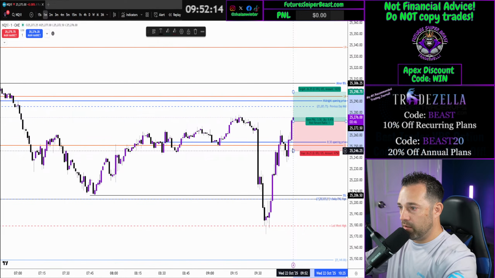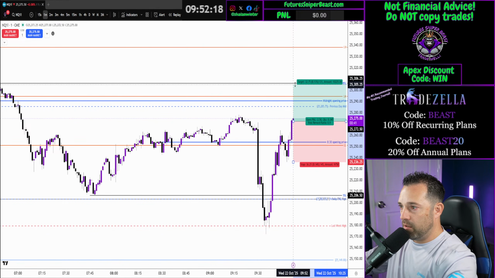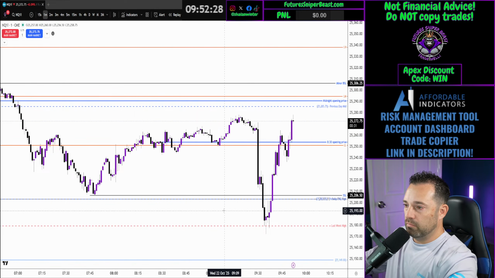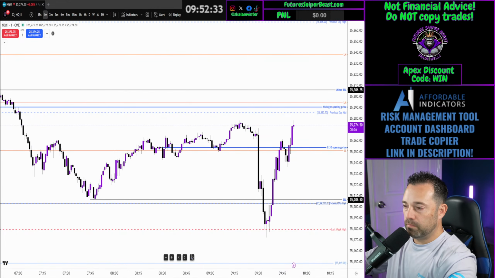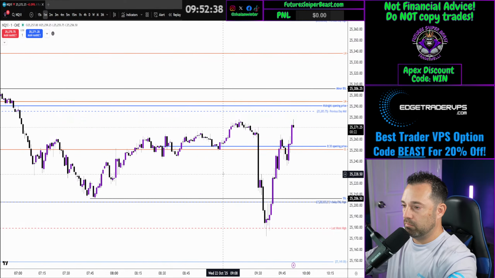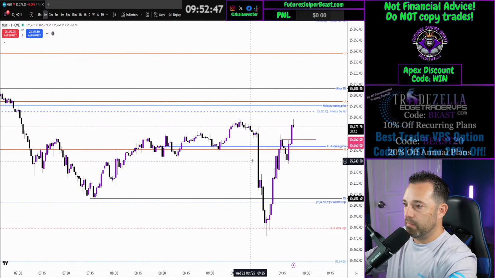So I'm just going to get a quick measurement. That'd be about a 36-point stop. And roughly to that high, about 32 points. London high, you got about 65 points. And this would actually be what you call a propulsion block right there.